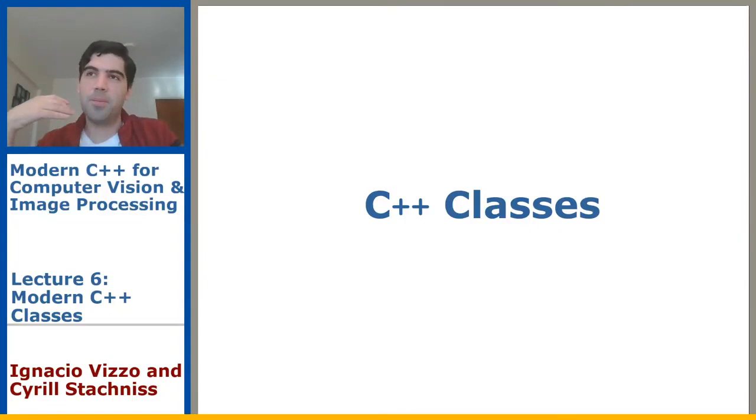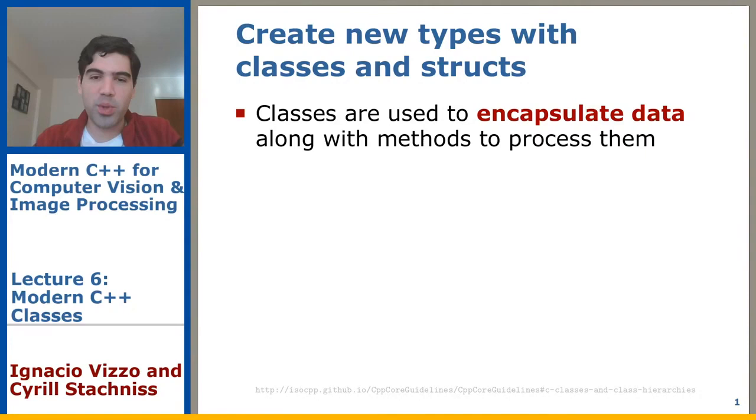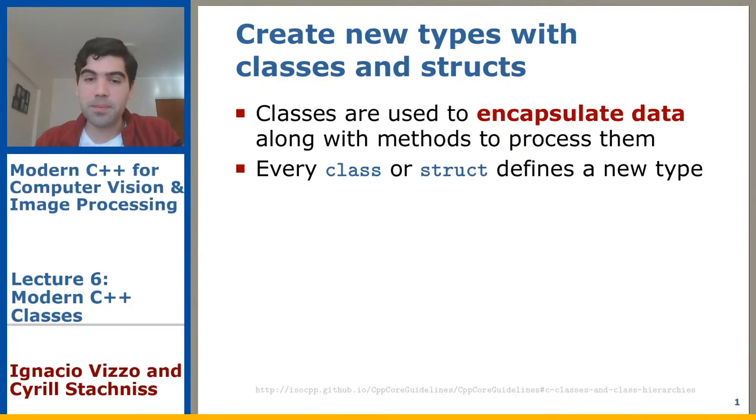So classes are used to encapsulate data along with methods to process them. In our example, we encapsulated the data of the image and the rows and the columns. And the methods were like save image and asking if a given image is empty. Every class or struct defines a new type. And this is super important because you cannot mix types. So when you call the save image method from the C++ implementation, you cannot save a banana type. Only images, right? That's the type safety system of C++. We saw it in the previous lecture.